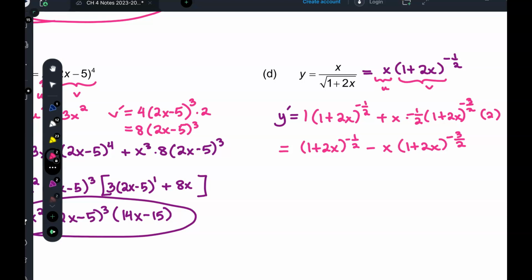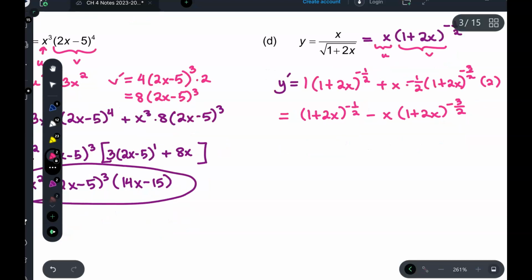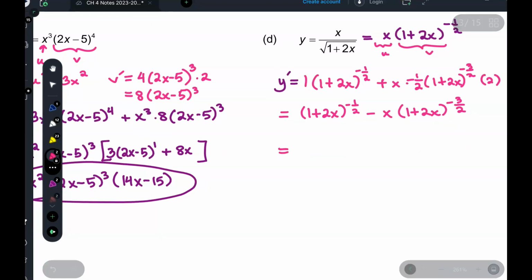We're going to factor out. Did you do some of this last year in pre-calc? Remember, what was the smaller one we were able to pull out? It was the 2x minus 5 to the third. Which one is smaller here? It's the 1 plus 2x to the negative 3 halves power. So that's what I want to take out.